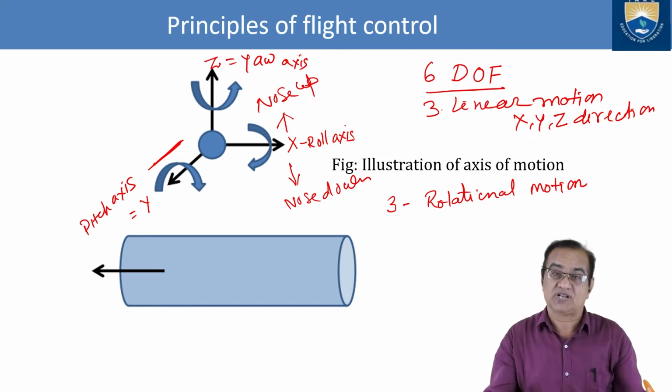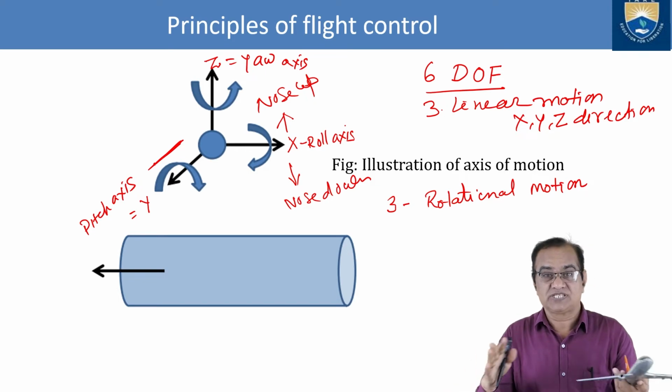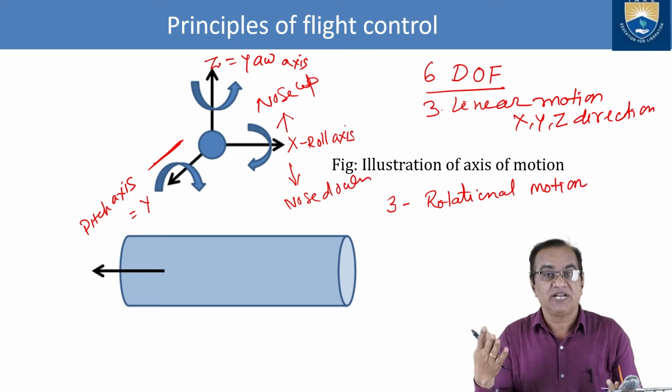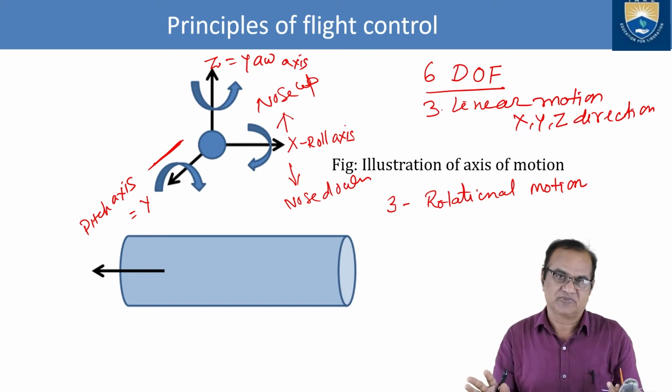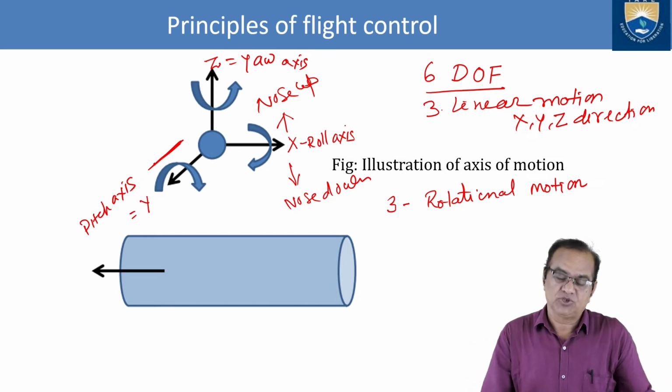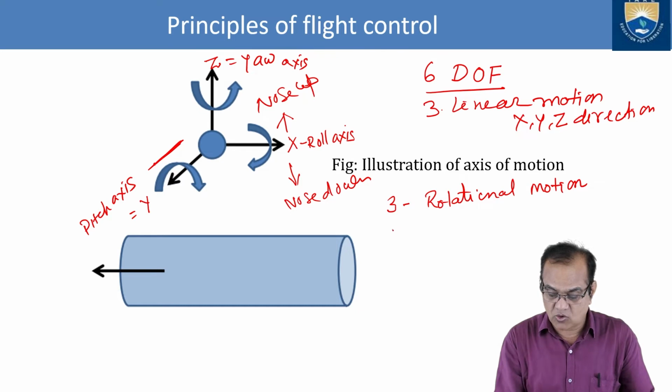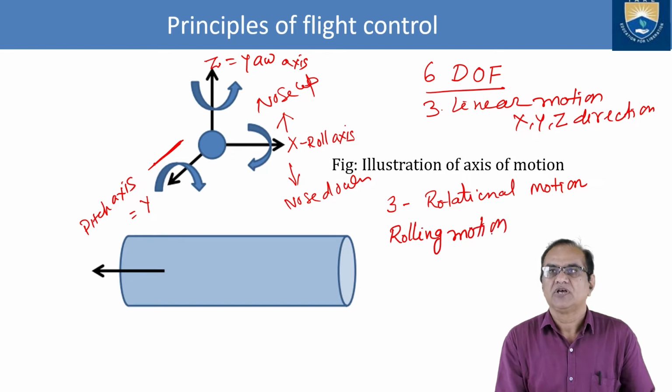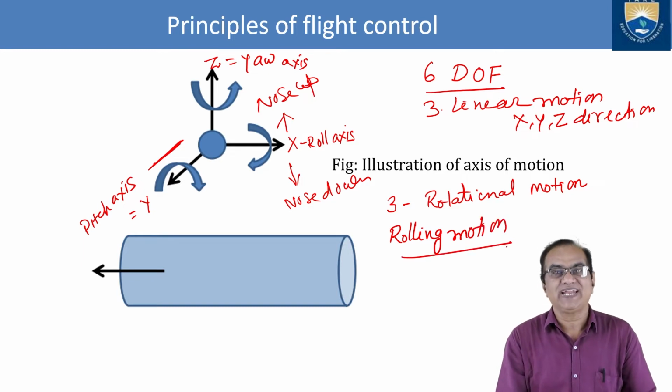I think it is very much clear how the pitching up and pitching down is taking place. Now I will go for the next rotary motion. It is called the rolling motion. So this rolling motion, how can we get this?